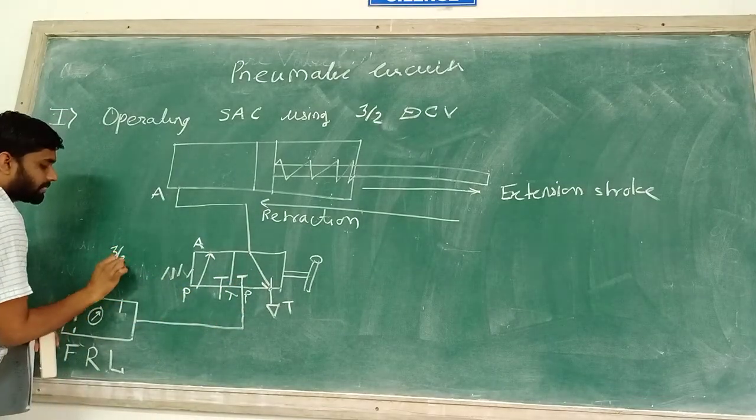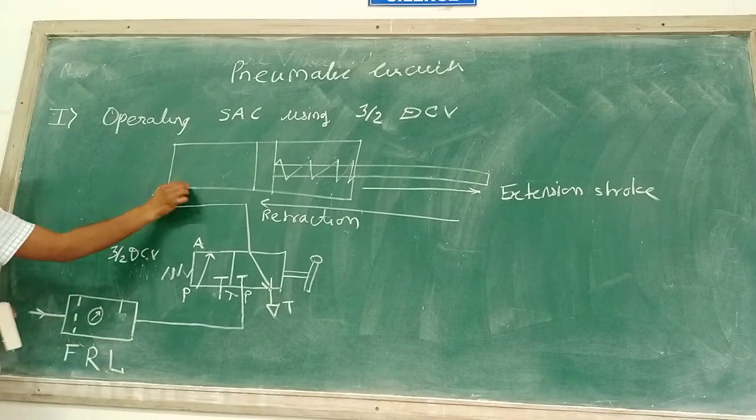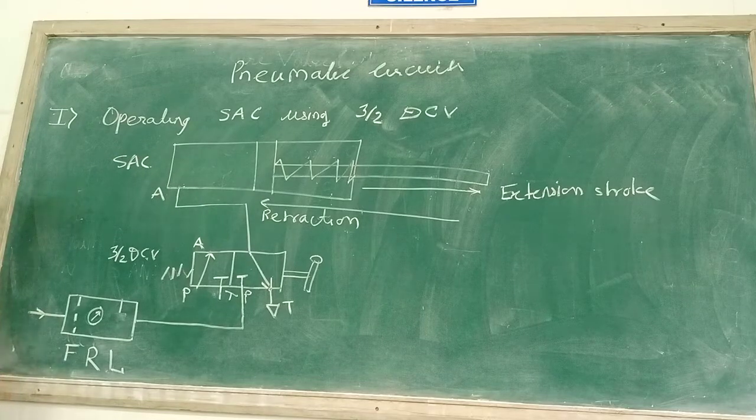This is the 3/2 direction control, this is the FRL, and what is this? This is the single acting cylinder. Okay, so now this is the first circuit which we studied today.